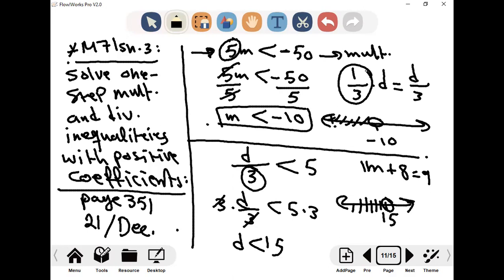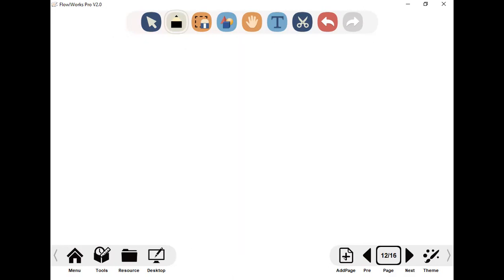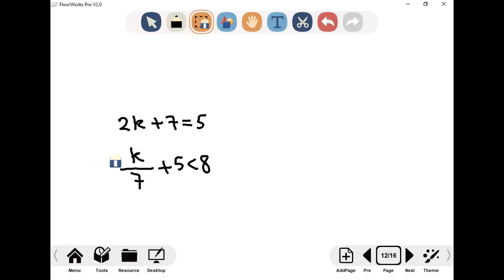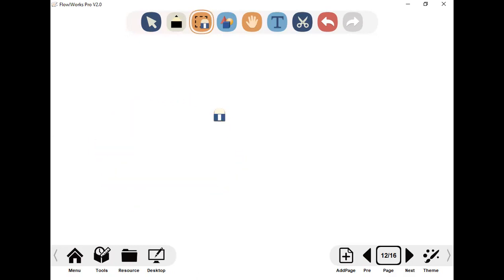For example, if you have this, look here. Later on, you will take ideas like this. 2k plus 7 equal 5. What do we call this? Two-step equation. We did that before, right? But if we have 2k, the coefficient here is what? 2. 2k over 7 plus 5 less than 8. What's the coefficient of k? 2 over 7. But if there is no 2, what do we say? 1 over 7, the coefficient. Get it?